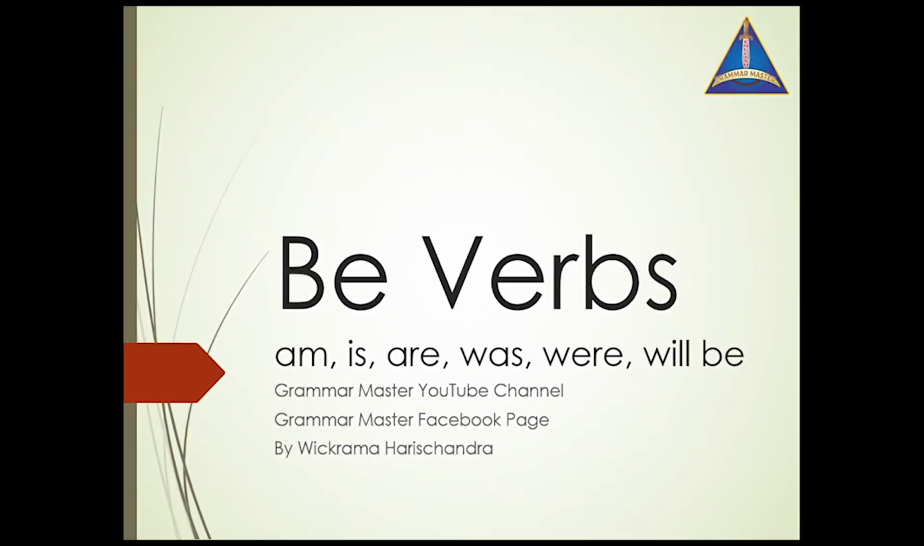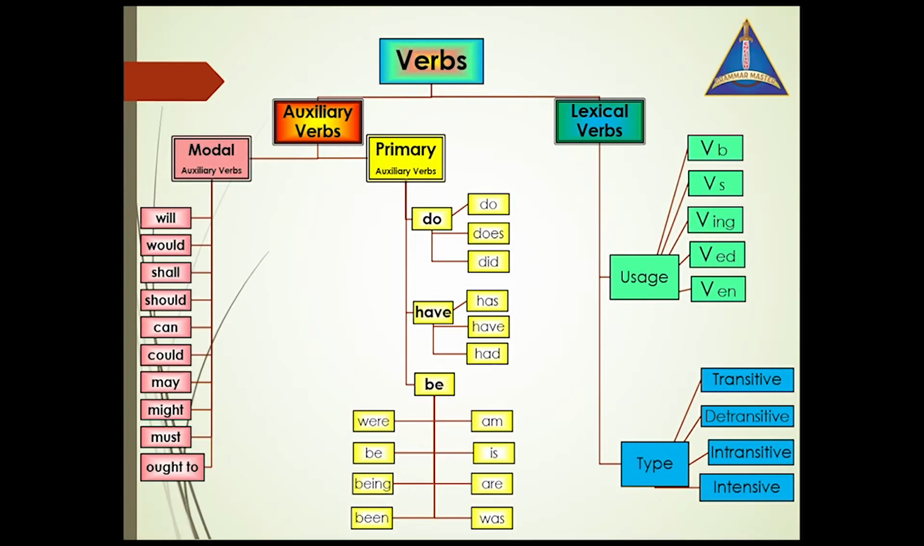Be verbs: am, is, are, was, were, will be. You will be able to learn how to make sentences, questions, and answers with be verbs. There are 8 be verbs in English. They are am, is, are, was, were, be, being, been.